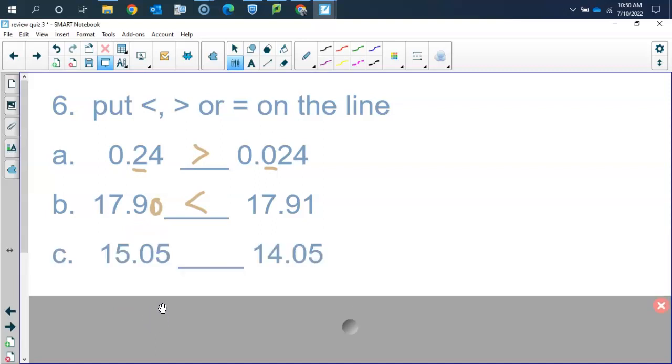Okay, compare C. Go. All right, remember, always start with the whole numbers. 15 is greater than 14, so I don't even have to go any further. Greater than.